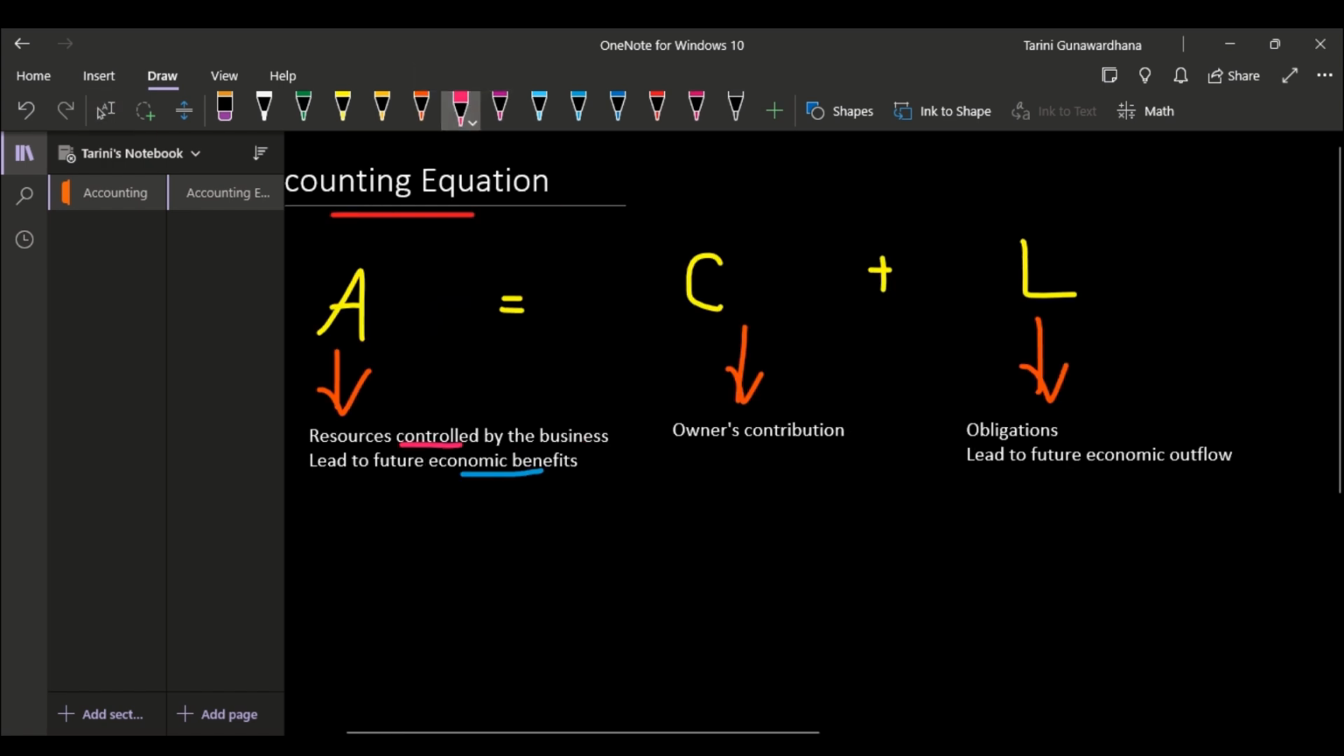Then what are liabilities? Right, liabilities are obligations. So what the business owes to a third party. And these will lead to future economic outflows. Obligations means that the business will have to pay something someday, right? Basically, the business owes money to someone. And paying them might lead to a future economic outflow.